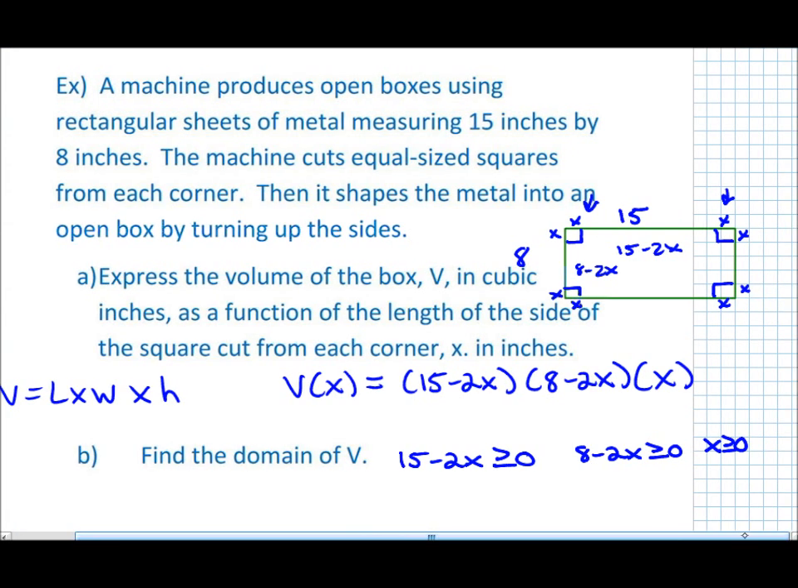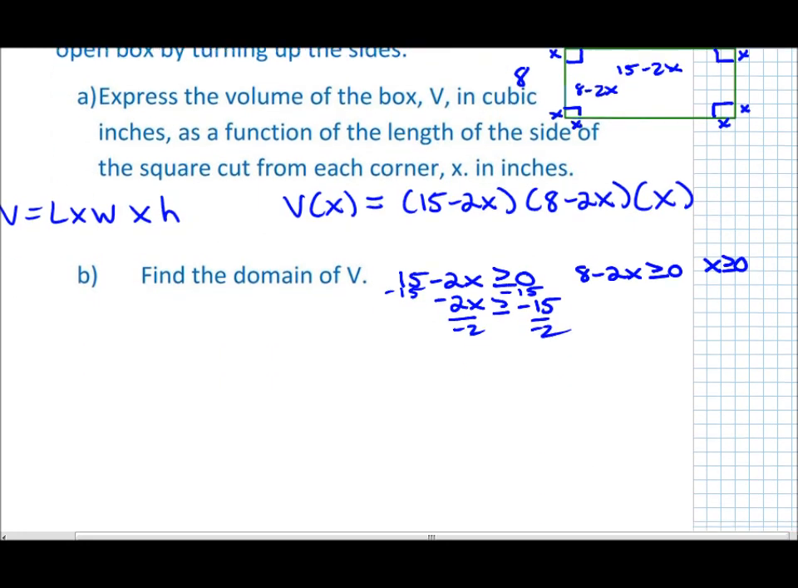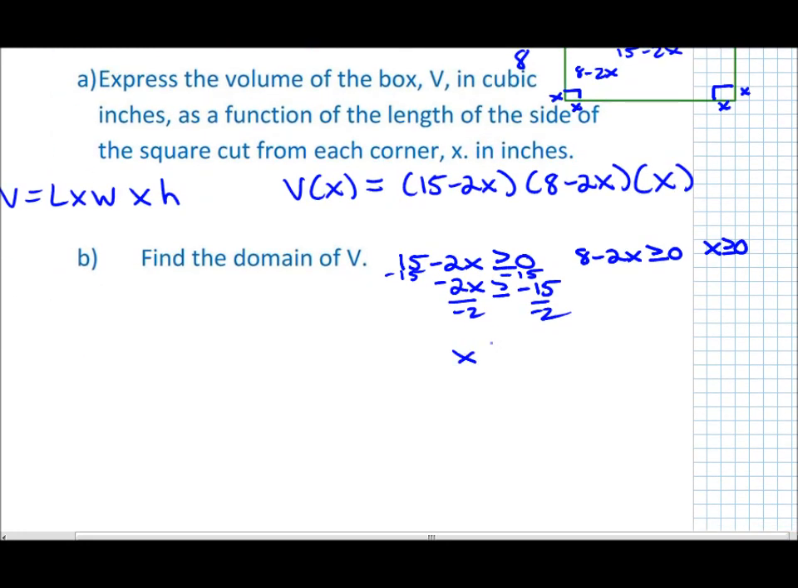So you know x has to be greater than or equal to 0. Well, here, if you notice, if I move the 15 over, I get negative 2x is greater than or equal to negative 15. And remember, when I divide by negative 2, I have to flip the inequality, so I get x is less than or equal to 15 halves, which is like 7 1/2.